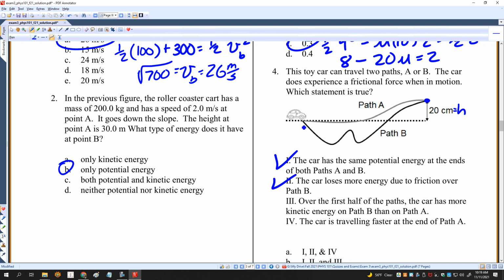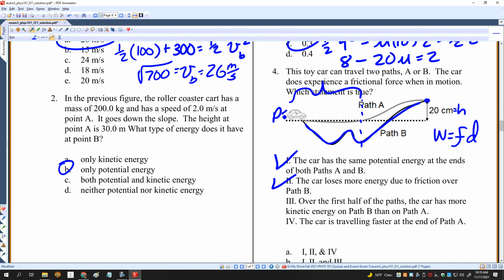That is a true statement too, because the distance on path B is bigger, and since work is equal to force times distance, then the work could be bigger too. So the amount of energy lost is bigger too. Over the first half of the 2 paths, the car has more kinetic energy on path B than path A. So we're looking at this section right here.